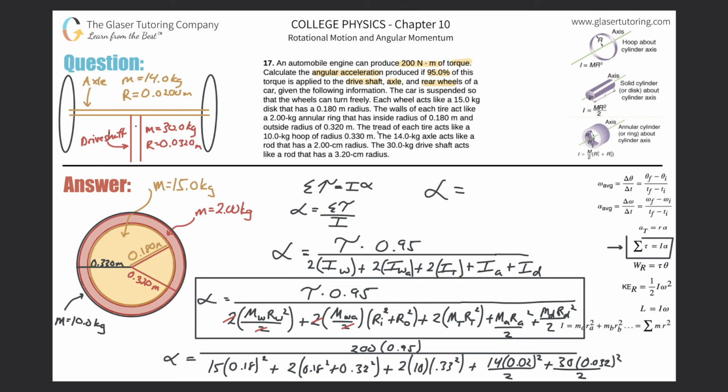Now I'm going to take the 200 multiplied by 0.95 and divide it by that denominator value. I get a value of approximately 64.4 radians per second squared, and that would be the angular acceleration.